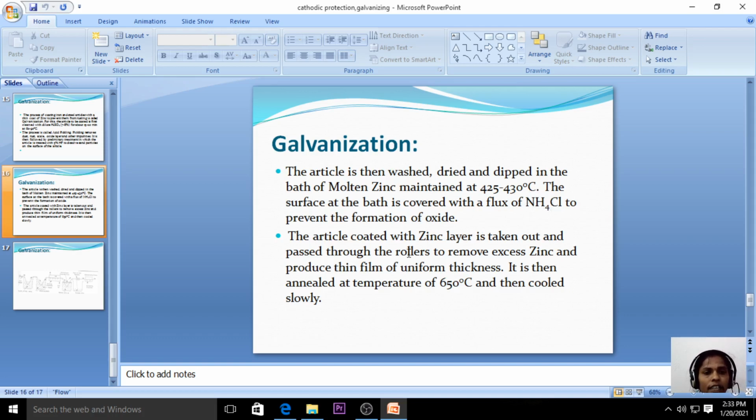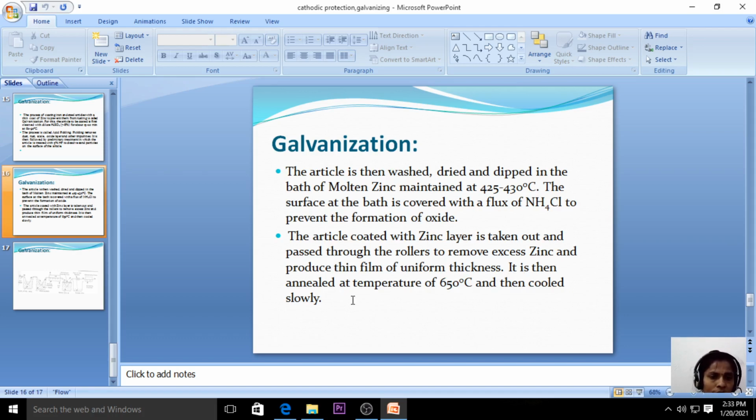Now the article coated with the zinc layer is taken out and passed through rollers to remove excess zinc and produce a thin film of uniform thickness. When we are dipping in the zinc solution, maybe excess zinc is coated on the surface of the iron. So to remove the excess zinc, we immediately pass it through the rollers. Finally, it is cooled by the annealing process. Annealing process is nothing but slow cooling.